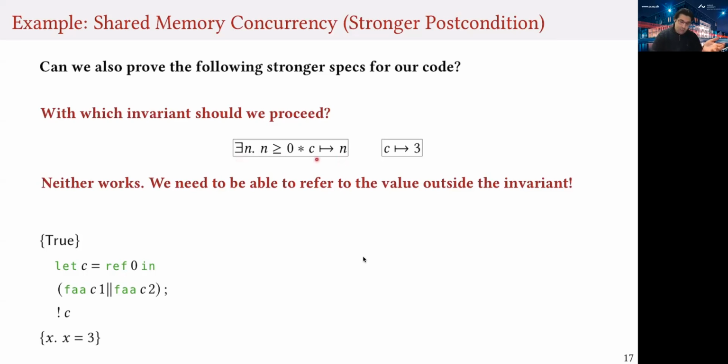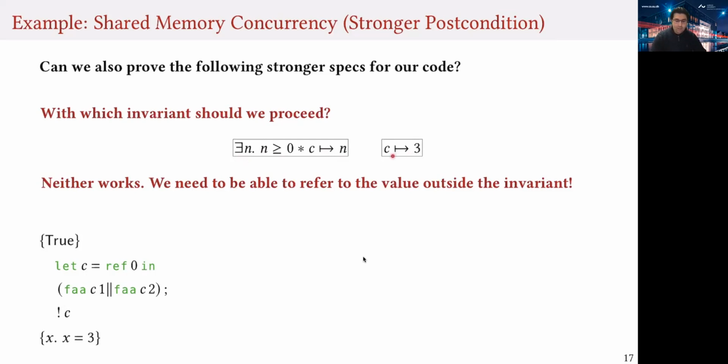The invariant that we had before, for example, doesn't work, right? Because when we read the location here, the only information that we have is that the value is non-negative. That is not going to help us with proving that it is exactly 3, right? So we need our invariant, we need some information so that at the end when we access the invariant, we know that the value is 3, right?